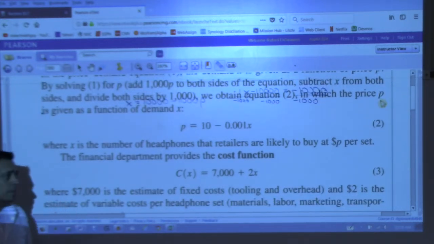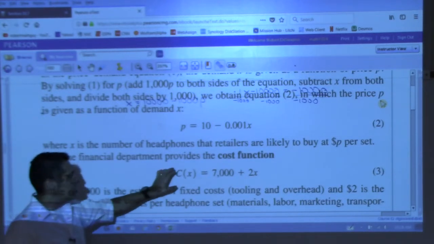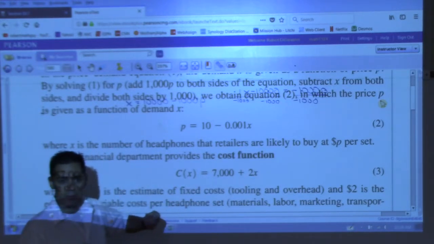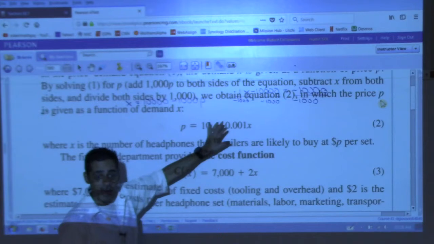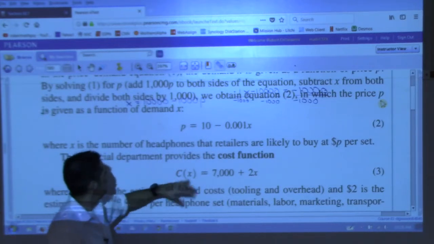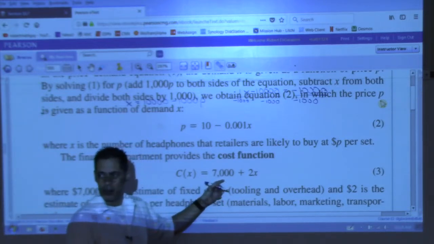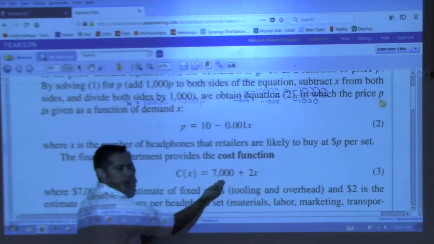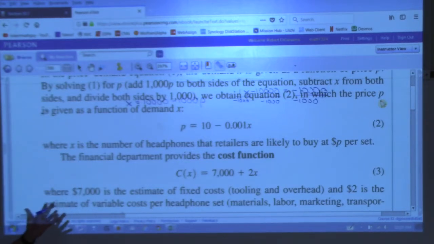Meanwhile, our financial department has determined the cost function for our company. This is how much it's going to cost us to manufacture x number of MP3 players. So we've got two things going on here. We've got our research team's price-demand equation, and then our financial people said, look, this is how much it's going to cost to pay our employees, to turn the electricity on, to buy the materials. This is how much it's going to cost us per MP3 player. So if we don't make any, it's still going to cost us $7,000. If we make one of them, it's going to cost $7,002. Got all this? We haven't even got to the questions yet.